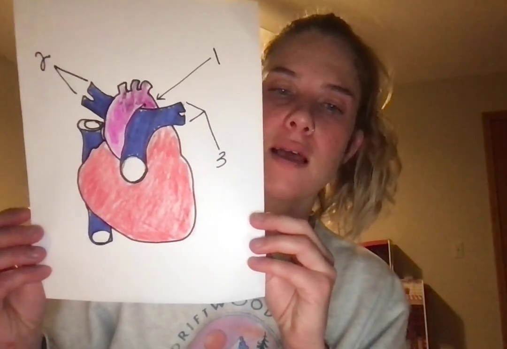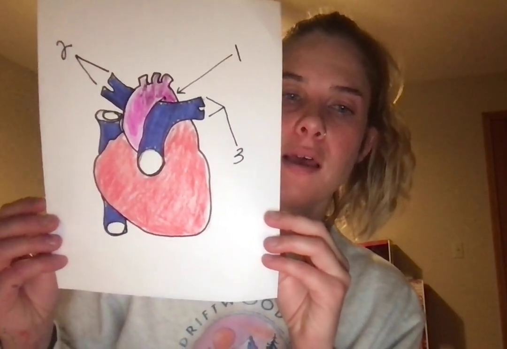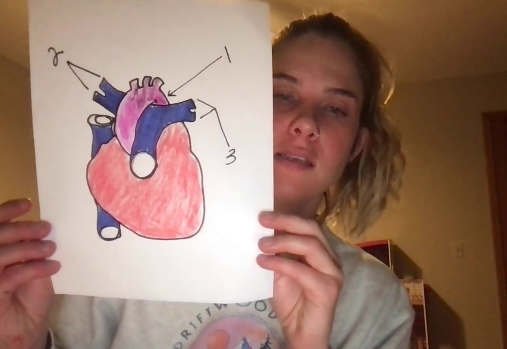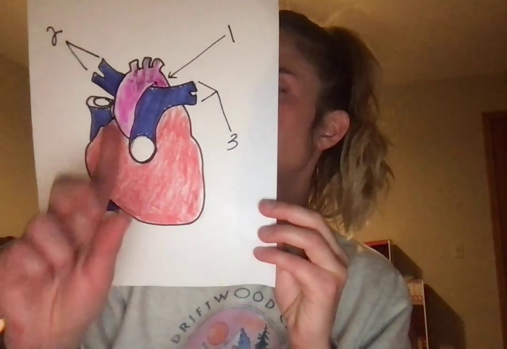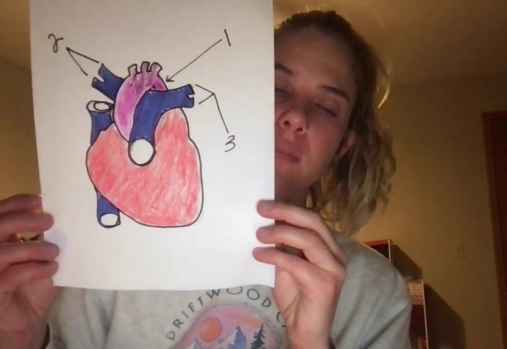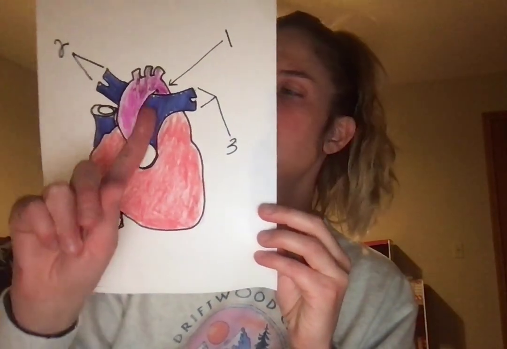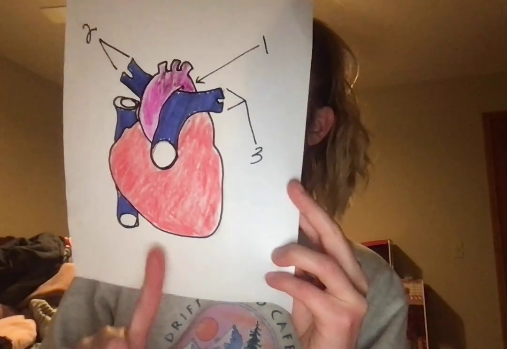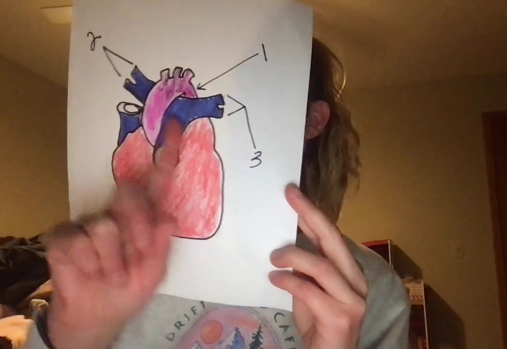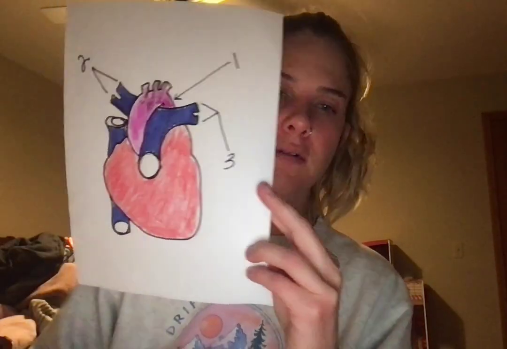The aorta begins at the left ventricle of the heart and extends upward into the chest to form a nice, beautiful little arch. And then it continues downward into the abdomen. And if I drew it further down, you'd be able to see it.